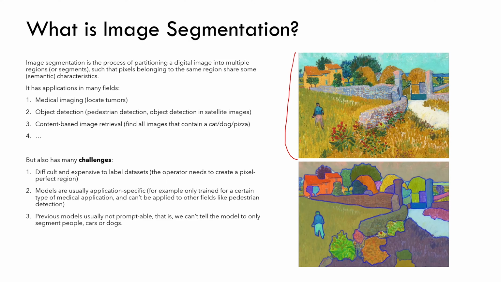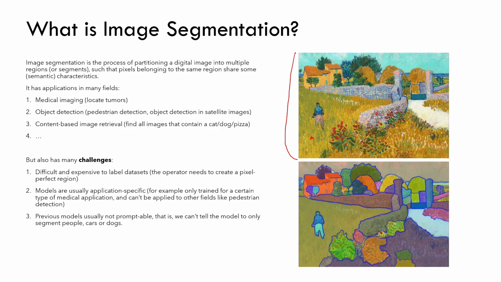But this task also had many challenges, because first of all, creating a data set for image segmentation was very expensive. I mean, imagine you need an operator who, pixel by pixel, has to define what this pixel belongs to, or what this pixel belongs to, or what this pixel belongs to. So it takes a lot of time to annotate images for image segmentation.